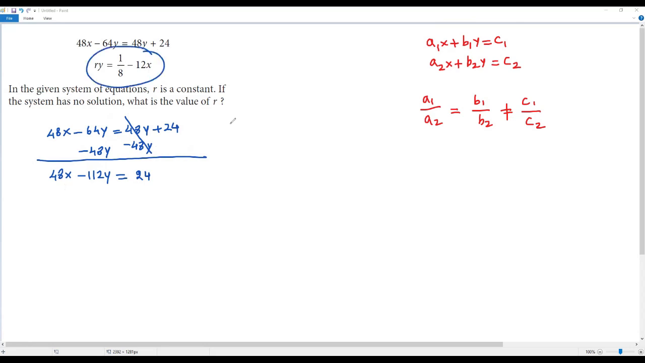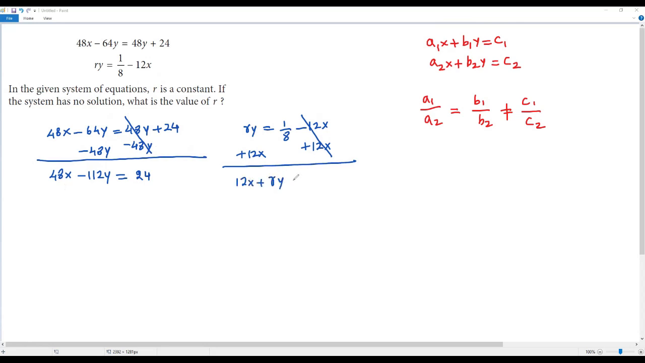Let me take the second equation, that is ry = 1/8 - 12x. Let me add 12x to both sides of the equation. Then the -12x and +12x will cancel out. We get 12x + ry on the left side. On the right side, we have 1/8. Now I got the second equation in standard form.